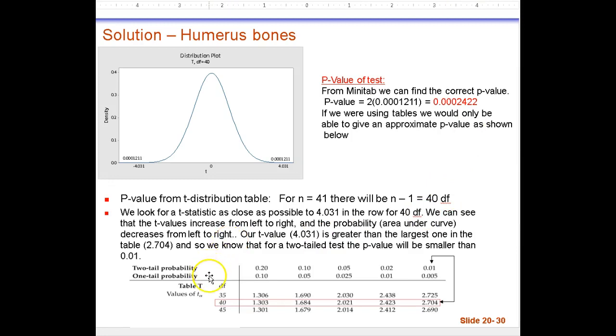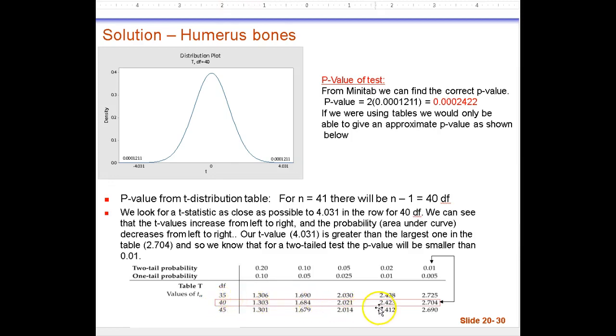If I was doing this by hand, I'd have to use the tables. Tables, however, are fairly limiting, particularly when it comes to the t-distribution, because not every area under the curve is given, and not every possible degrees of freedom is given in the table. So the best you could do here is go into your table that corresponds to the appropriate number of degrees of freedom. We've got a sample size of 41, so there will be 40 degrees of freedom. So I go into the row that corresponds to 40 degrees of freedom.